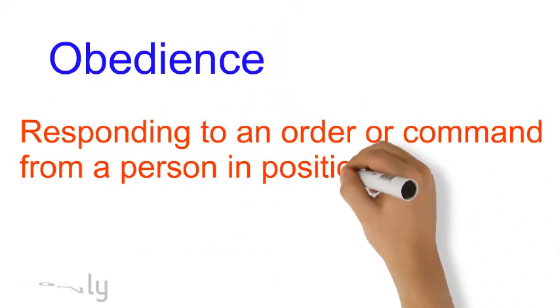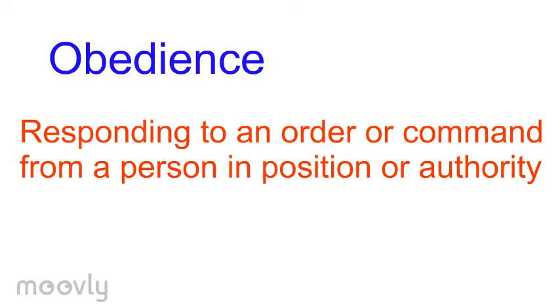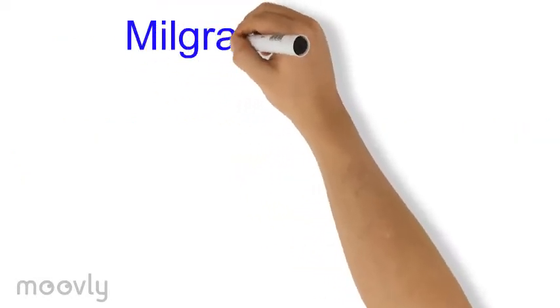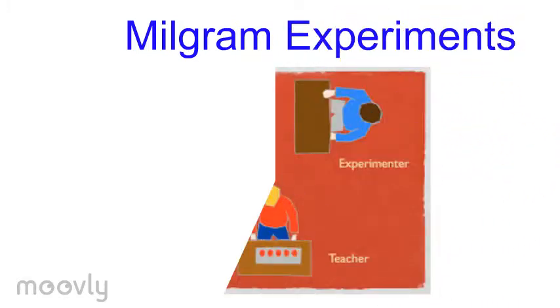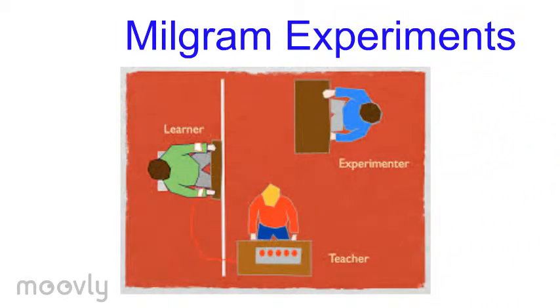Obedience. Obedience is responding to an order or command from a person who is in a position of authority. Stanley Milgram was a famous experimenter who tested just how obedient people will be when they're told to do something by an authority figure.